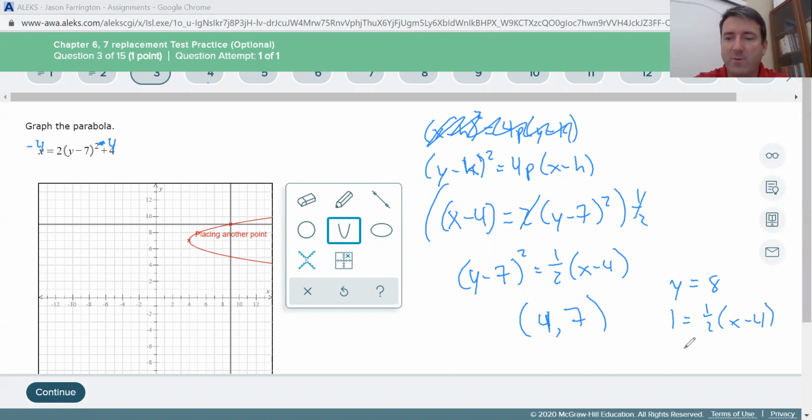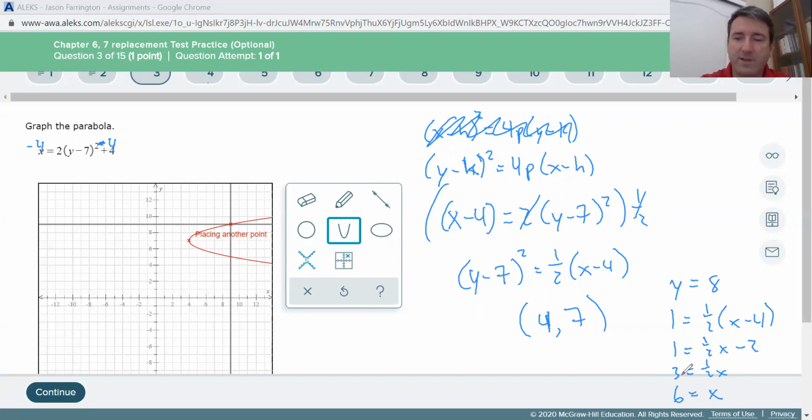And if we distribute that 1/2, we get 1 is equal to 1/2 x minus 2, and then add that 2 to both sides, so we get 3 is equal to 1/2 x. So x, if we multiply both sides by 2, we get x is equal to 6.